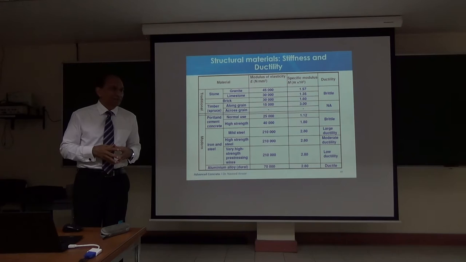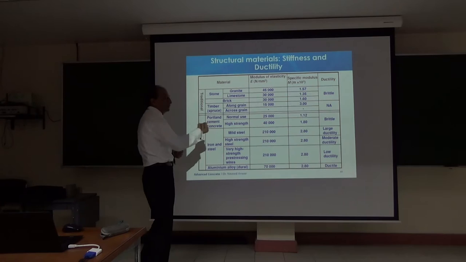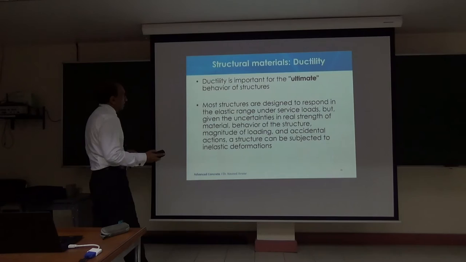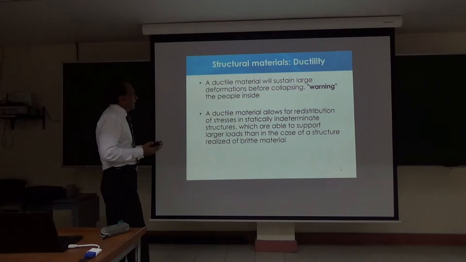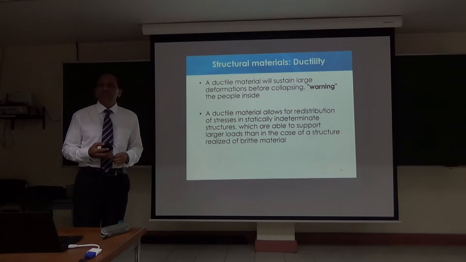So even brittle materials, structures made from brittle materials, can be made ductile. But our job today for this lecture is to deal with the ductility of the materials, because it's best to have ductile materials. Ductility is important for ultimate behavior of structure, that means performance. A ductile material will sustain large deformation before collapsing, warning the people inside. Right? So, ductile material will be very good. It deforms a lot, and sometimes doesn't even collapse, it just deforms, doesn't fall down.